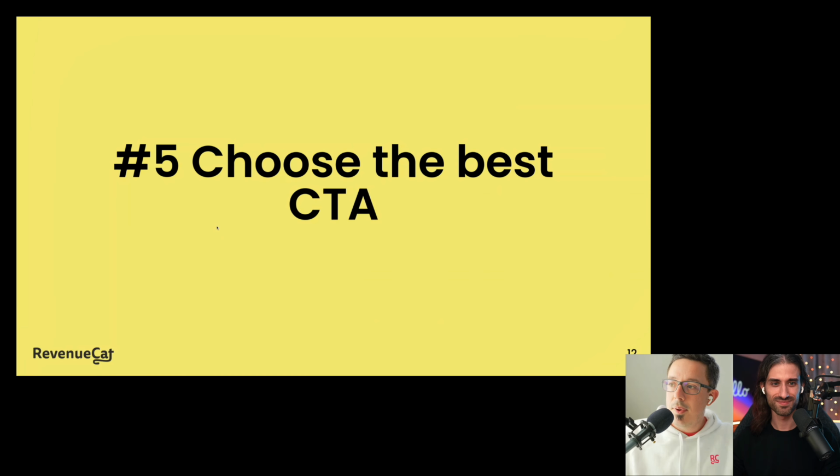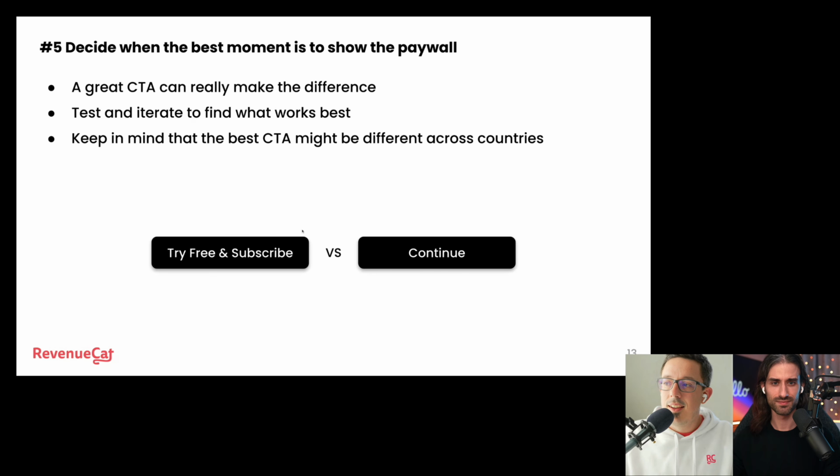All right. Choose the best CTA. This is, again, pretty straightforward, but it's something that I think it's easy to just pick one and then stick with it. But I've seen huge differences just by tweaking this. So I ran a test earlier this year on one of my apps that was literally just "try free and subscribe" versus "continue." And it was a like 20% difference in how those two performed. Literally nothing else different on my paywall. And so it's definitely a really effective lever, or it can hurt, it can make things a lot worse.